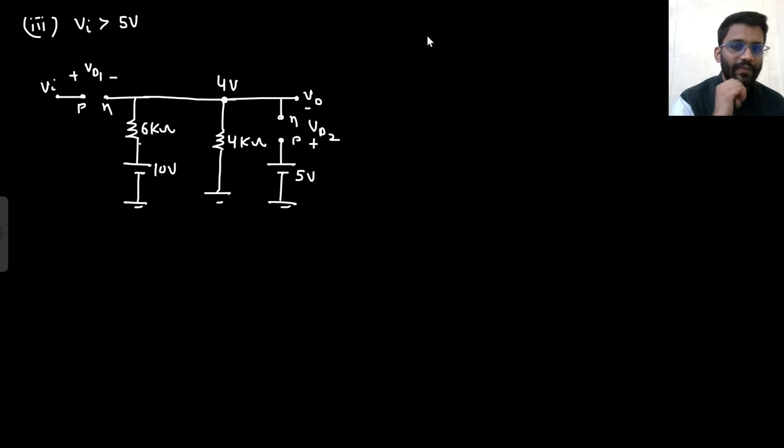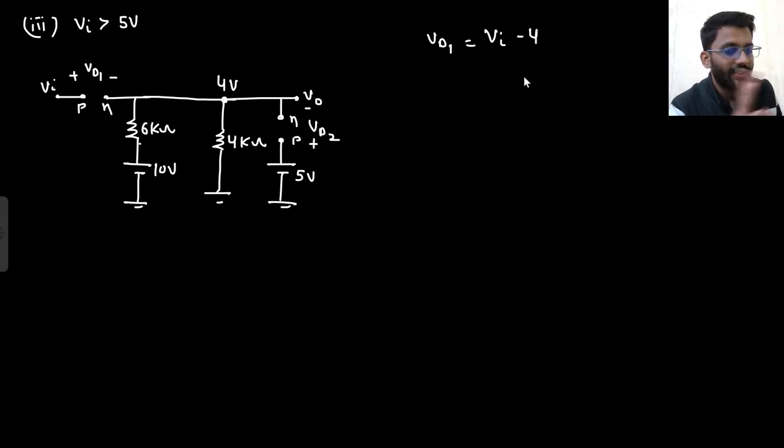If Vin is greater than 5 volt, what is VD1? VD1 is Vin minus 4. We are always applying the open circuit test. Don't forget that. Don't think that because in the previous stage it was on, it will always be on. No. In the previous stage it was on, in the next stage it can be off as well. So for every stage we are applying the open circuit test.